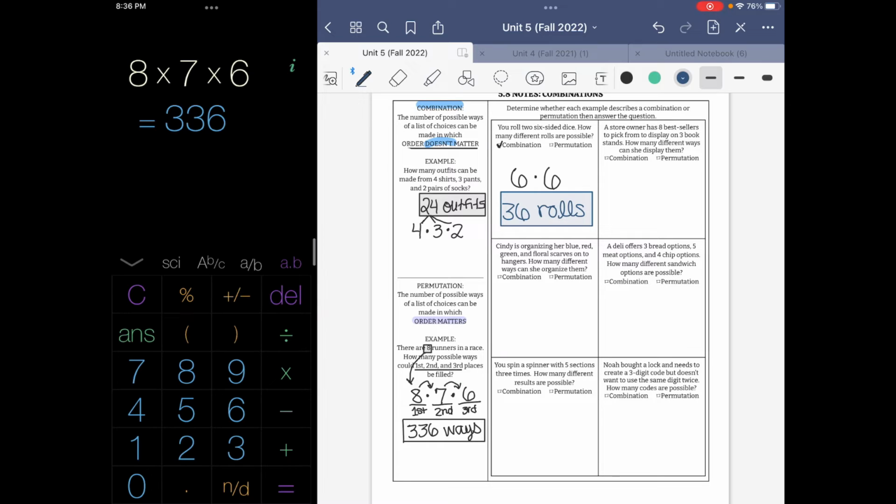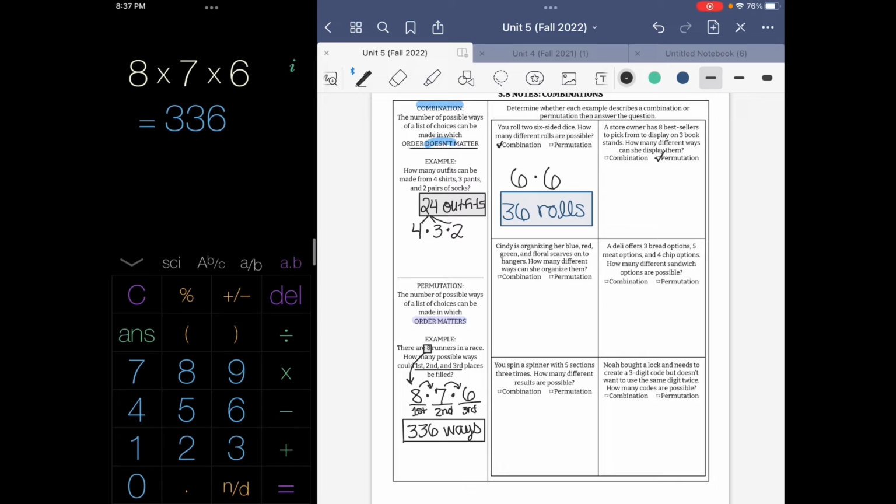Alright, next one. A store owner has 8 bestsellers to pick from to display on 3 book stands. How many different ways can she display them? On this one, order matters because the order in which she displays them makes a difference. So it's kind of like the one where we had first, second, and third place. This one's a permutation because it matters.